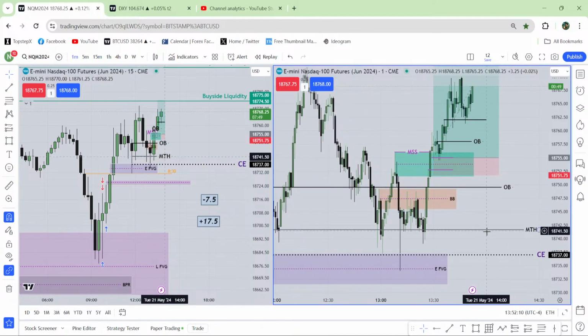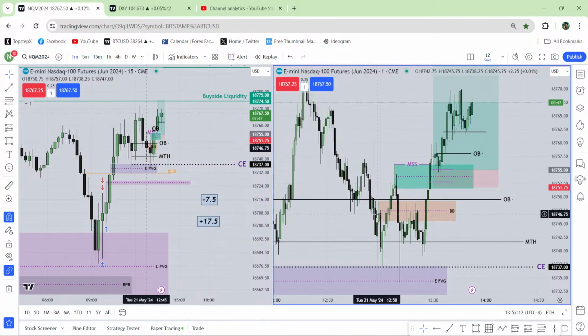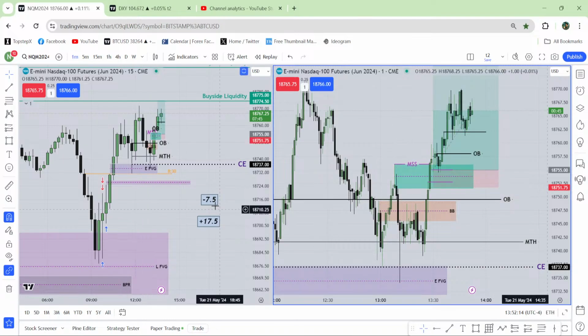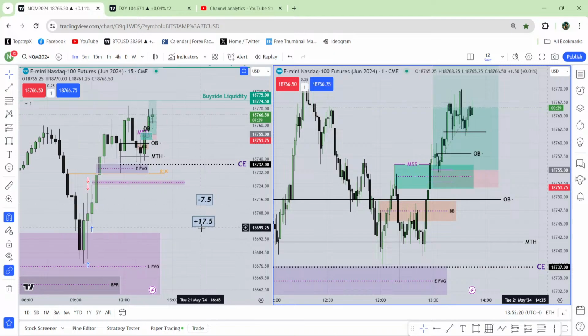Over here you have two types of situation. If you know how to mark the breaker block, you can take that entry. So you see, I had a 7 handle loss. Do I really care about that? No, I don't care, because later I am able to catch 17 handle.